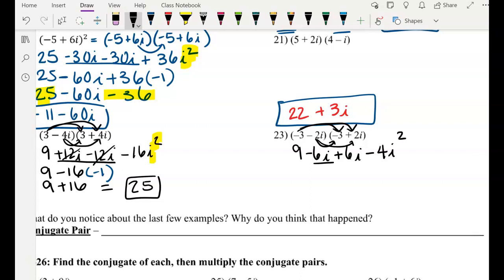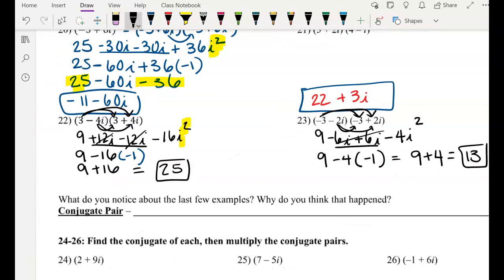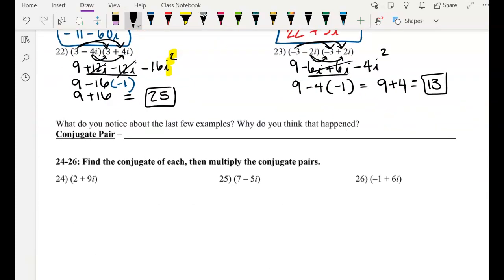Okay, well, those two are the same. They should be canceling each other out. So 9 minus 4, and i squared, students, is going to be -1. This will give us 9, and -4 times -1 is a positive 4, equals 13. Magic. All right, so what do you notice about the last few examples?